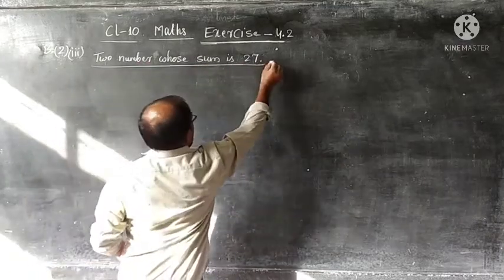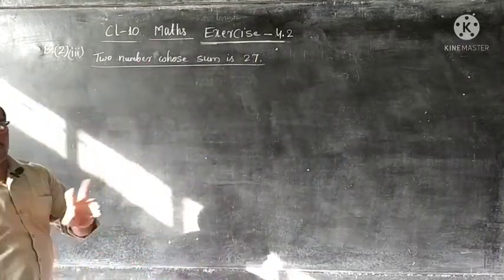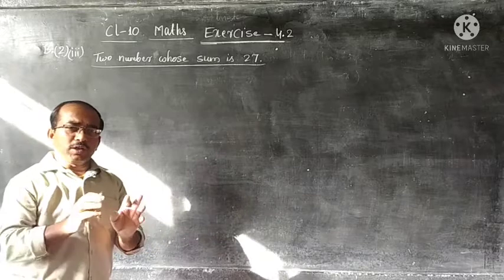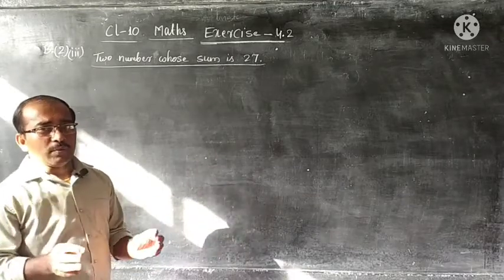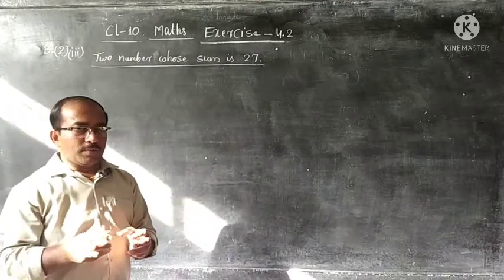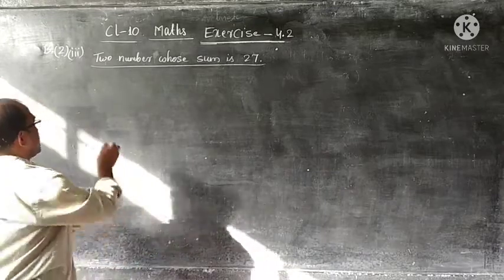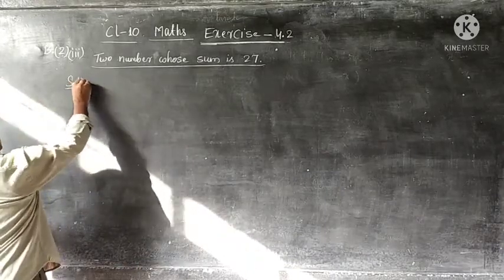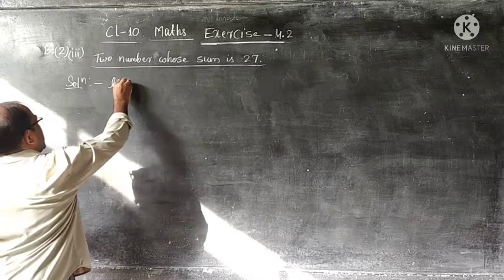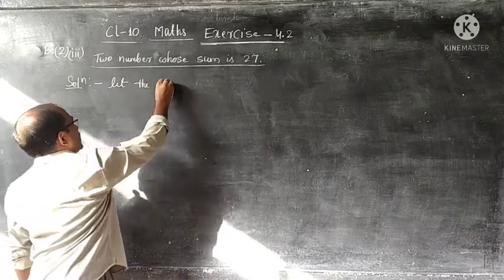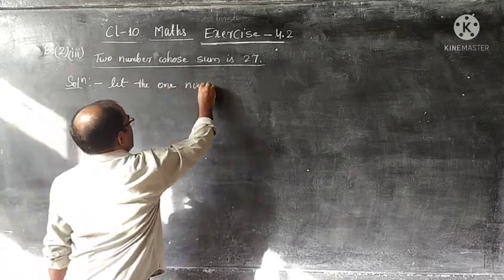So think a little about that. We don't know any of the numbers. Both the numbers are unknown. But what we know about them is that when we add the two numbers, we will get 27. If we start the solution, let one number be x.